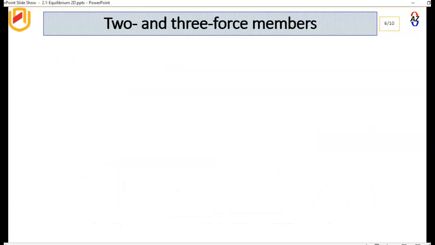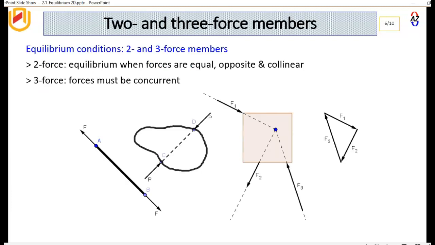Let's look at what are called 2-force and 3-force members, very common type of members in statics. 2-force members will be in equilibrium when the forces are equal and opposite, and they should be collinear. For example, here we have the force F, the force F. This member here is in tension. These must be equal and opposite for us to get equilibrium. Similarly here, we have P and P. These must be equal and opposite, and they're in compression in this case.